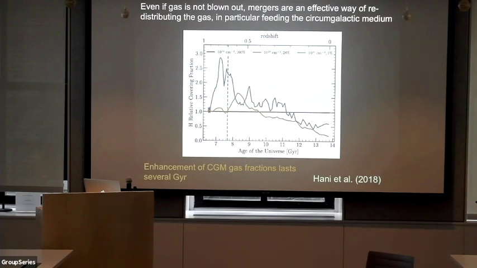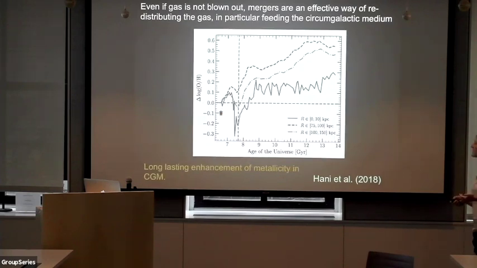And this is an effect that we see not only in the hydrogen gas, but also in the metals, which also are redistributed. So again, in that same simulation that Man had run, as a function of time, the change in the metallicity of the circumgalactic medium, you can see that it goes up. So mergers are a very effective way of redistributing both the hydrogen, but also the metals out into the CGM.